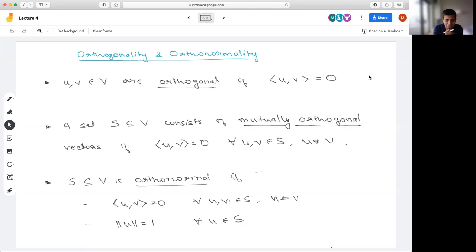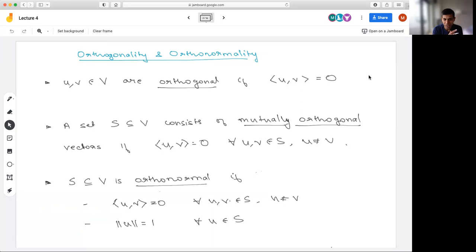We will say a bunch of vectors in a set S are mutually orthogonal if any two of them have inner product 0, as long as we are looking at two different ones. A vector may not have inner product 0 with itself. In fact, based on the third property, a non-zero vector can never have inner product 0 with itself.